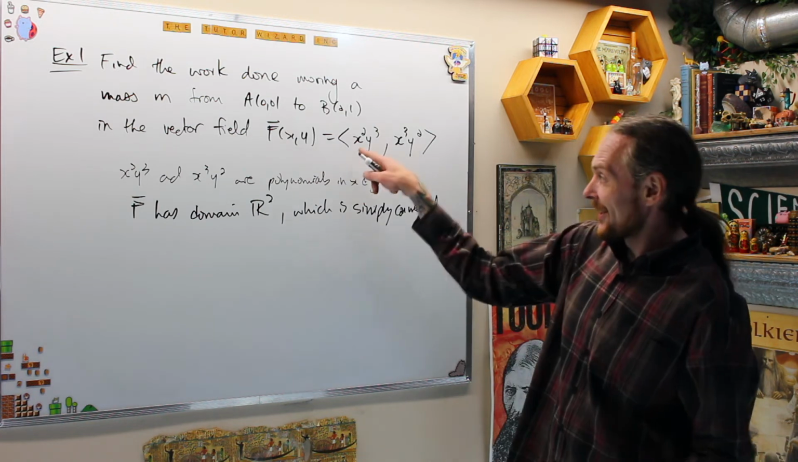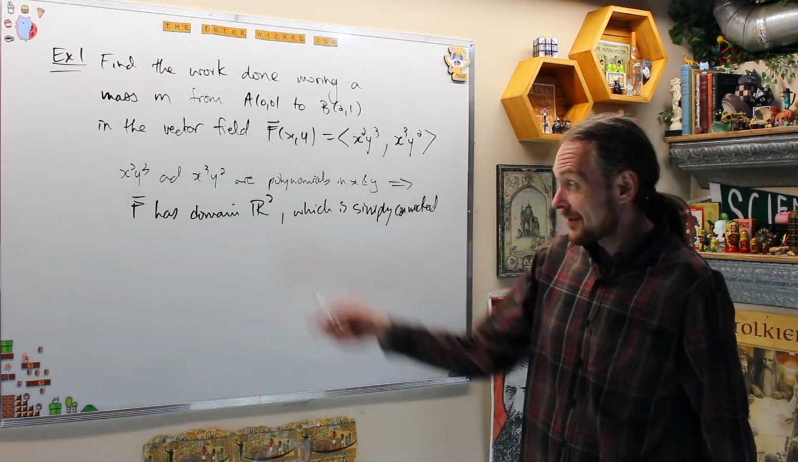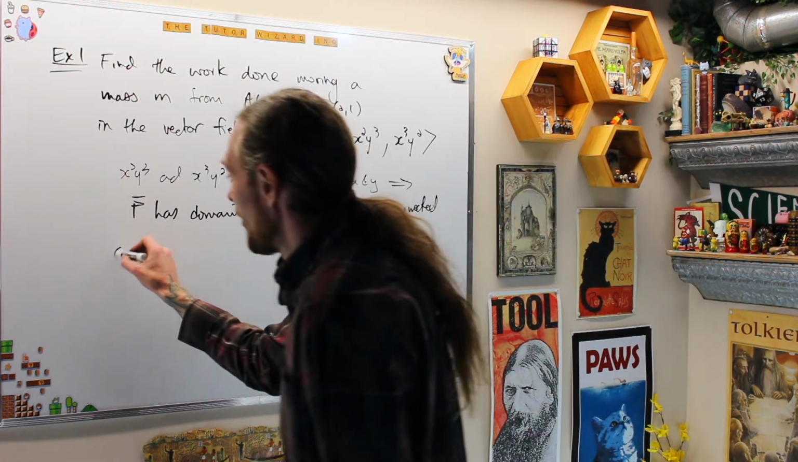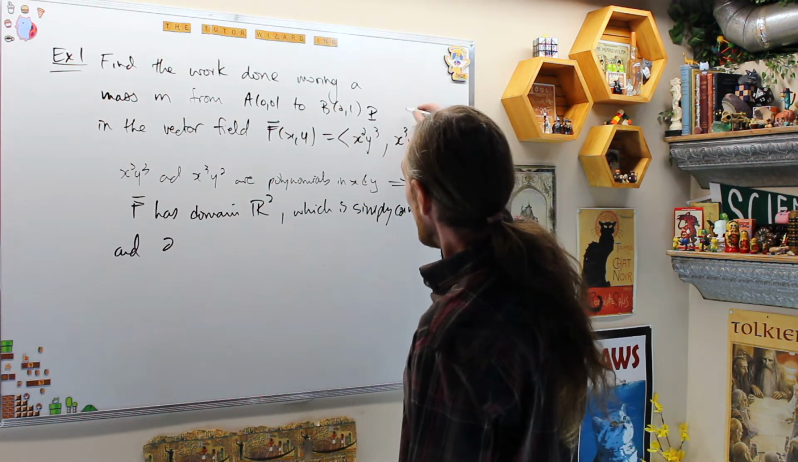So first I check, and I've given myself a nice polynomial in an example. The domain is R squared, which is a simply connected domain. And now the conjunct. This is P and this is Q.